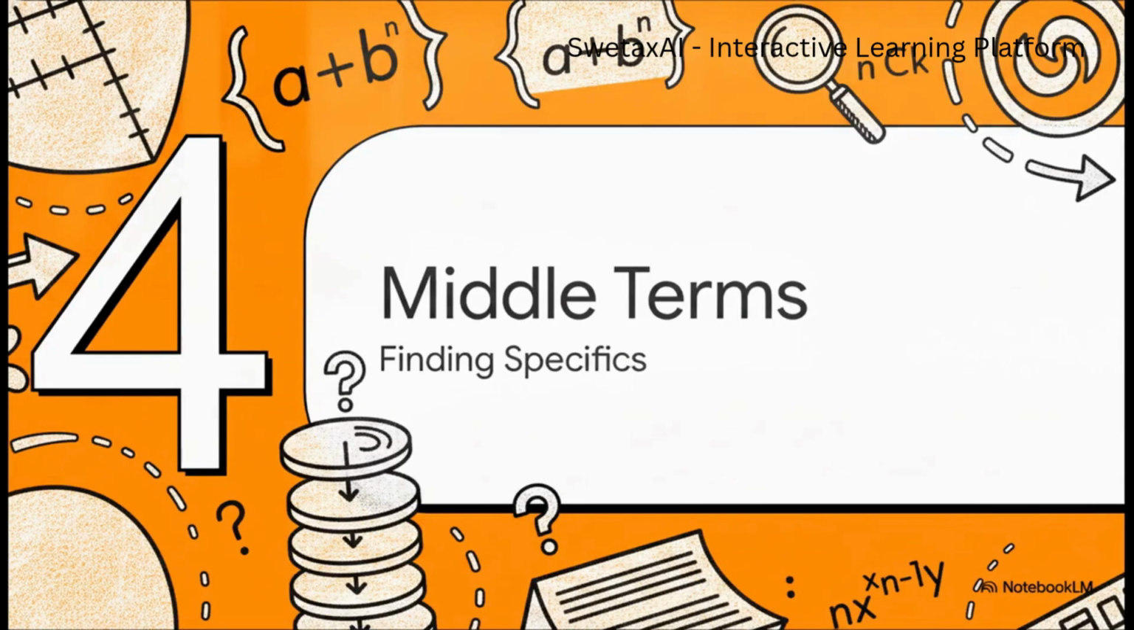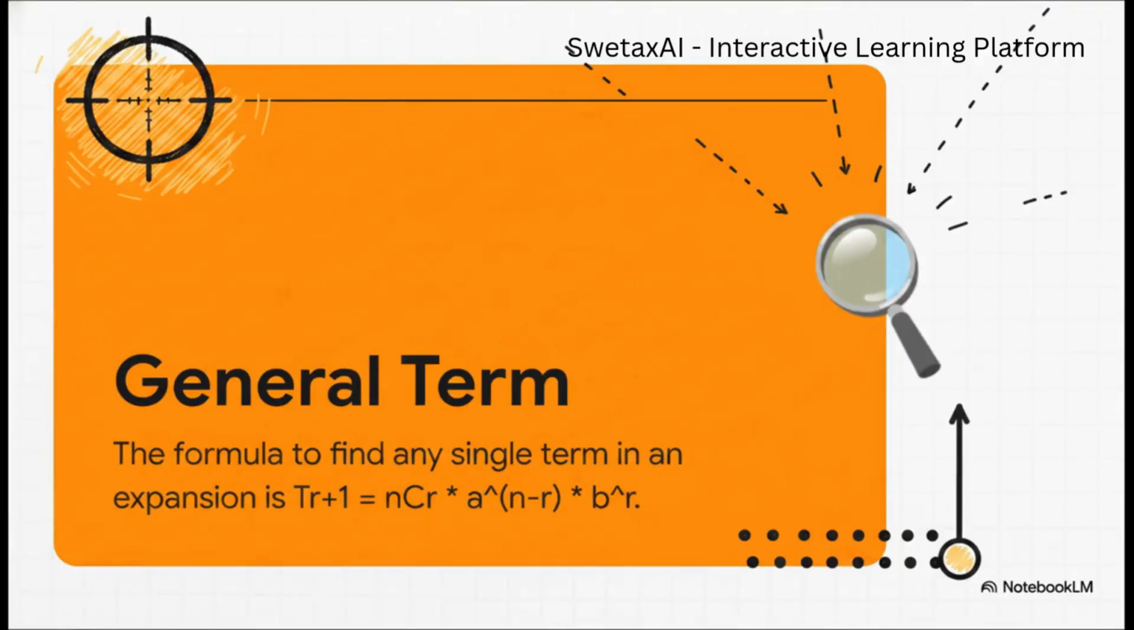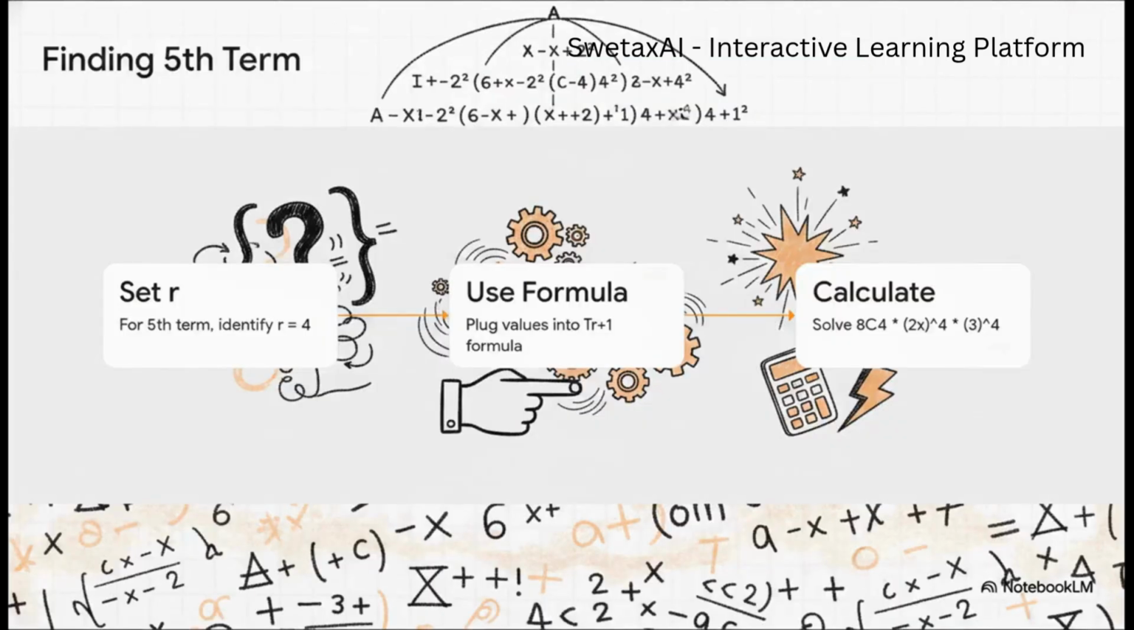Let's kick it up a notch with section 4, finding specific middle terms. What if a test question doesn't want the whole massive expansion, but just one specific little piece of it? Enter the general term formula, written as t_(r+1). Think of this as your mathematical sniper rifle. It lets you pinpoint exactly the term you need without writing out 20 others. It's simply nCr times a^(n - r) times b^r. Let's look at a real example.